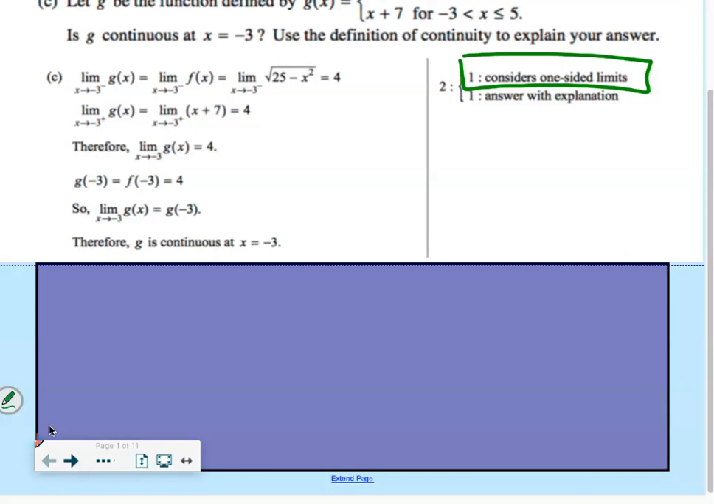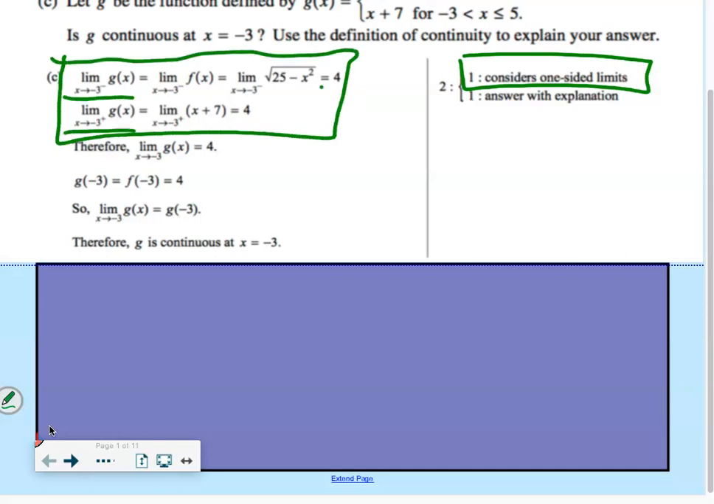So for this one, this is the work. You don't have to show everything here for those lefties and righties. You just need to make sure that you show them, right? If you have that, that's acceptable. And then, of course, therefore the limit. So now the final thing is the answer with explanation. You've got your limit, your function, they equal each other, therefore it's continuous.